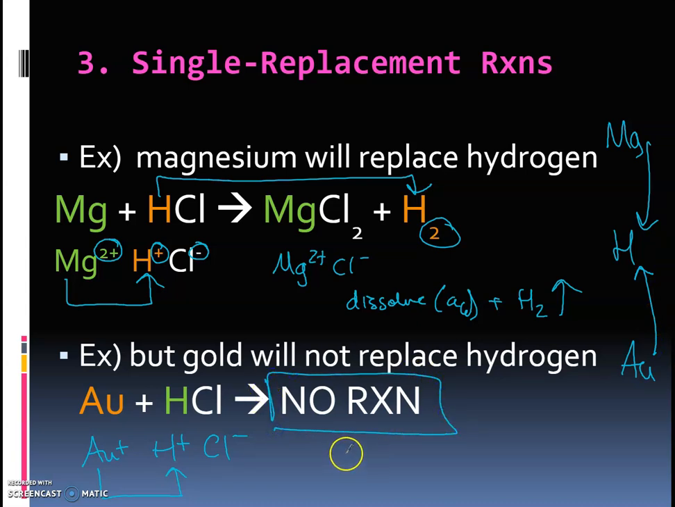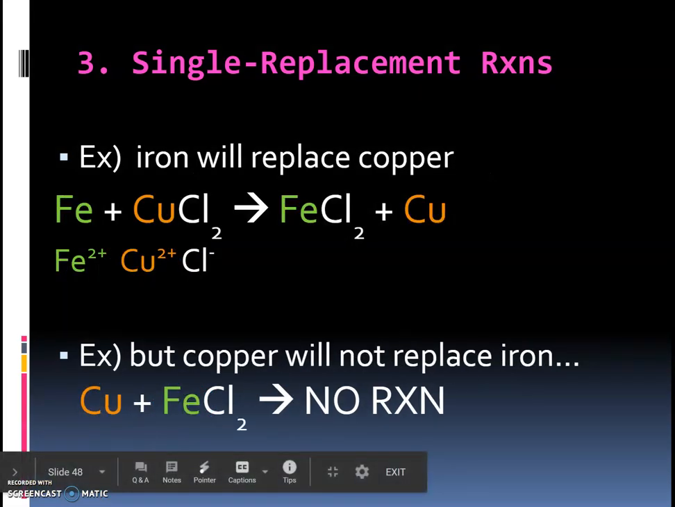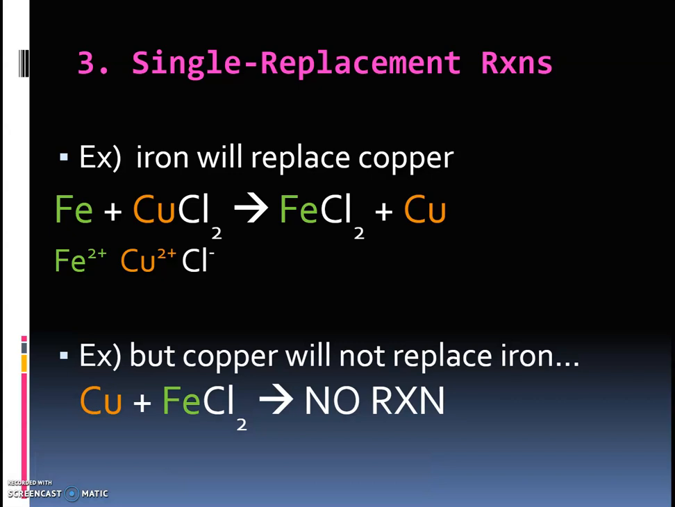You wouldn't want your golden ring, your symbol of forever, to get dissolved whenever you use any type of acid, whether that be a soda or lemon juice or anything that is slightly acidic. So you'll see that it's not always going to work. Okay? Iron will replace copper, but copper won't replace iron.